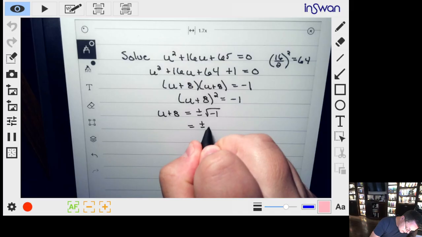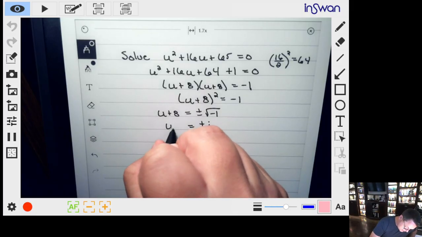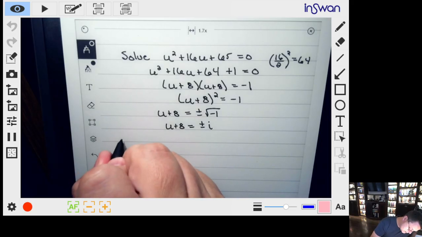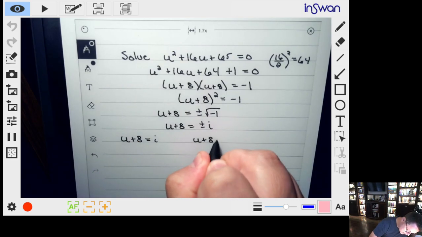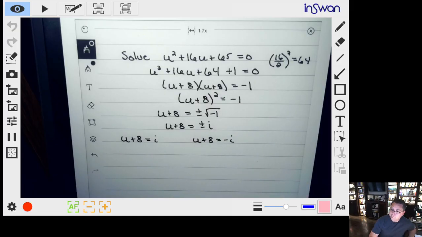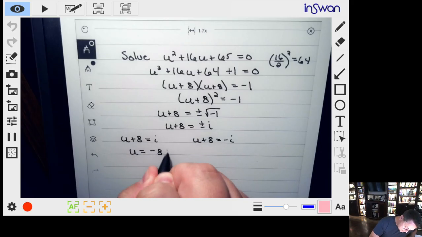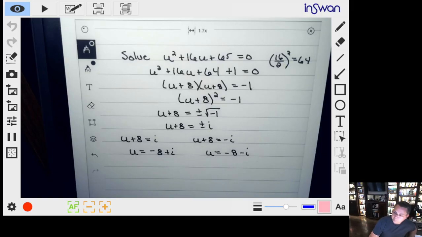So we could write this down as 1i, or if you want, just i is fine as well. In fact, I'll rewrite it like that so it's a little smoother. And then I have my u plus 8 still over here. Two separate equations here. One is u plus 8 is equal to positive i, and the other one is u plus 8 is equal to negative i. So I'm going to subtract 8 from both sides. So u is equal to negative 8 plus i, or u is equal to negative 8 minus i.